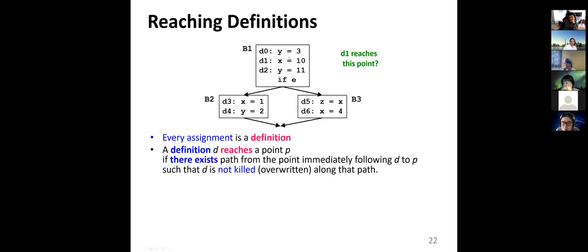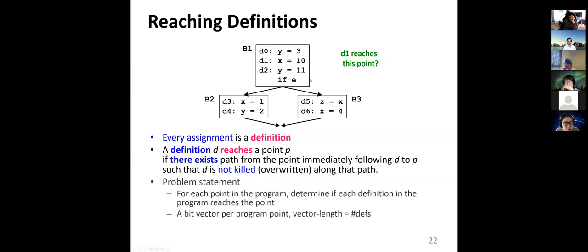So let's check this with you. The problem formulation using this definition is then: for each point of the program, any statement, determine if each definition in the program reaches this point. And that's, as you can imagine, a large vector. It's a bit vector per program point that has all possible definitions, and for each of them, it says reaches or doesn't reach. So for example, here, I already numbered all the definitions. So how many definitions do we have here?